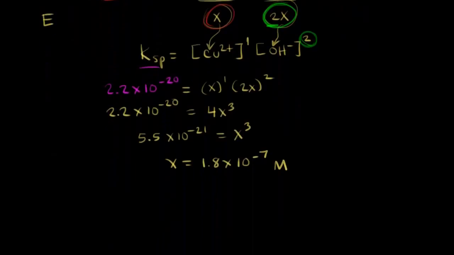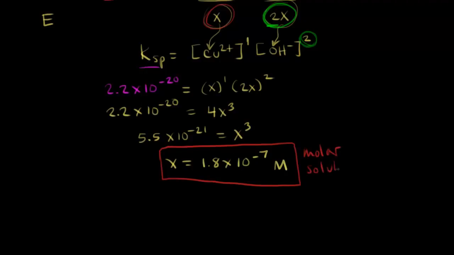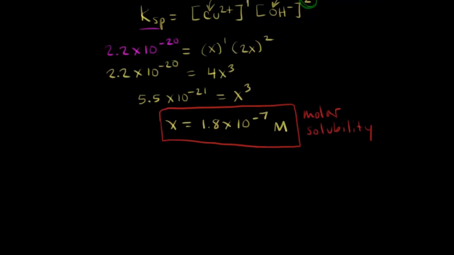This is the molar solubility, which is moles over liters. What if they wanted grams over liters? You would need the molar mass of copper 2 hydroxide. You could look that up on your periodic table. Copper 2 hydroxide has a molar mass of 97.57 grams per mole. So our answer for molar solubility would be moles per liter.